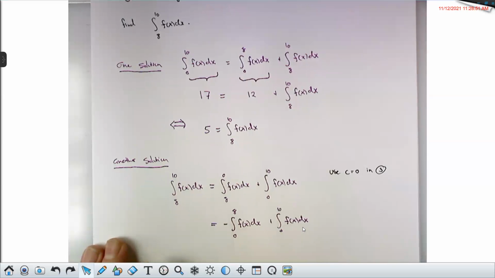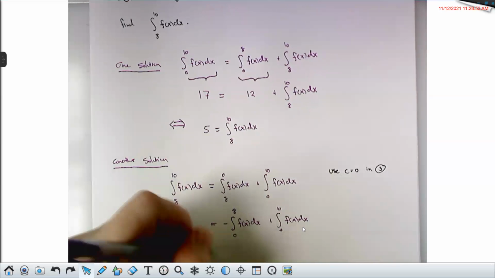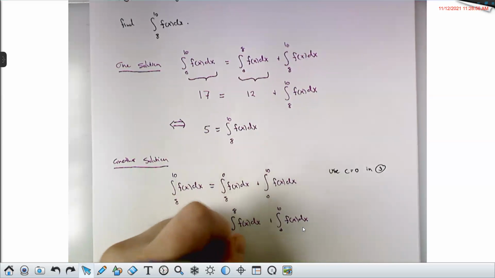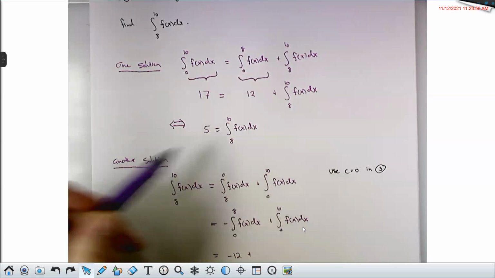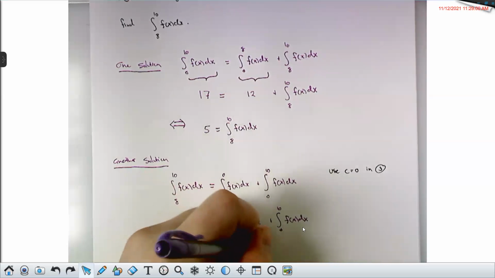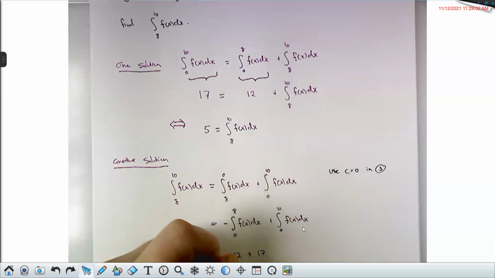And now I can just plug in the integral from 0 to 8, I was told is 12. So this is negative 12 plus the integral from 0 to 10, I was told is 17. And negative 12 plus 17 is still 5.